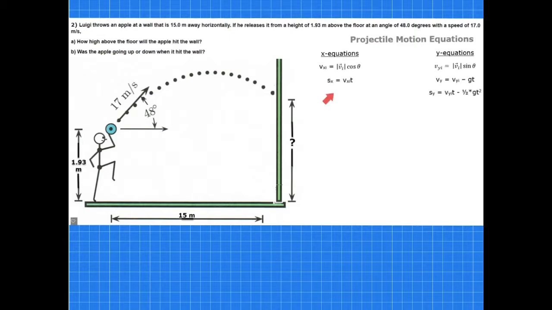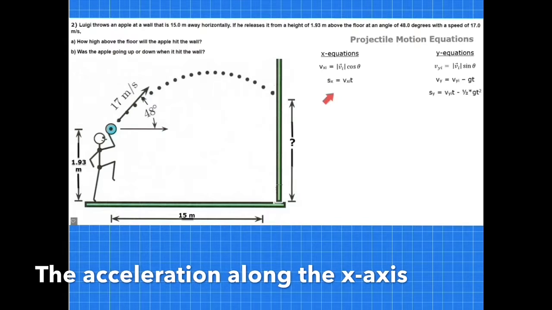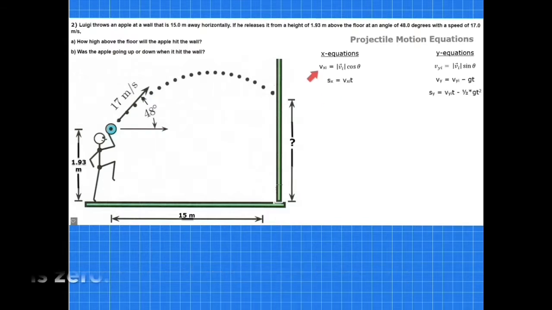Recall the equations for projectile motion. The x component of the motion is uniform motion. Vx initial is the initial speed times the cosine of theta. The displacement in the x direction, s of x, is Vx initial times the time.